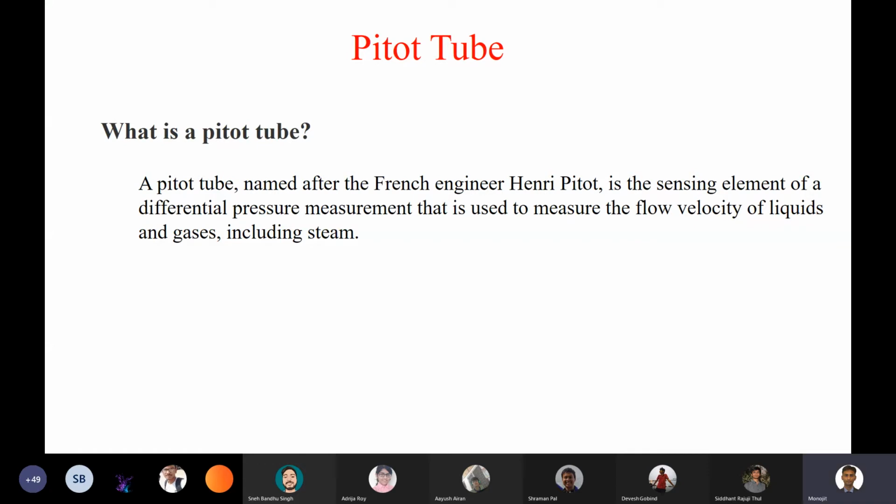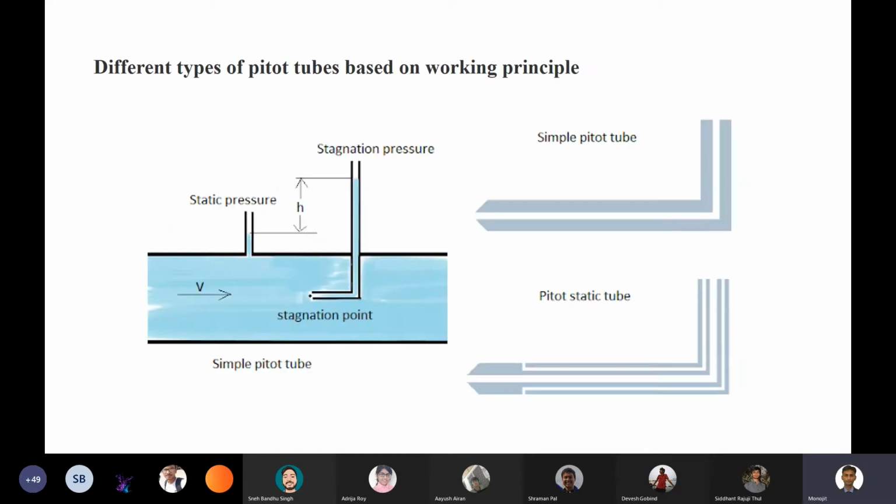So let's look into the working principle of this Pitot tube. I don't know whether you know it or not. In terms of working principle, this Pitot tube is mostly divided into two parts. One is called the simple Pitot tube. My screen is visible to you, right? Yes, sir, your screen is visible.